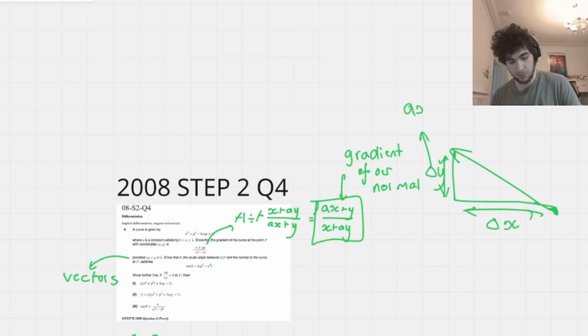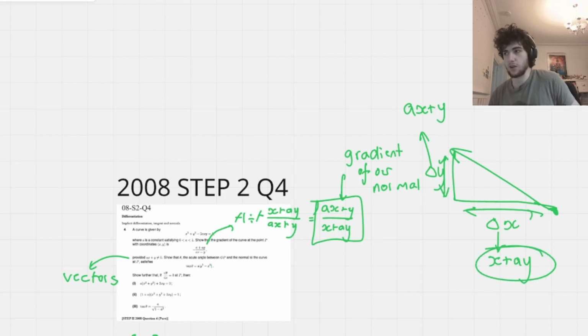In this case, we could treat it as ax plus y, and we could treat our change in x as x plus ay, right? And so effectively, when we do our change in y divided by a change in x, we're going to get ax plus y divided by x plus ay, which is precisely the gradient of our normal, what we calculated here, right? So as x changes by this specific amount, x plus ay, the y value of our normal will have to change by this amount.